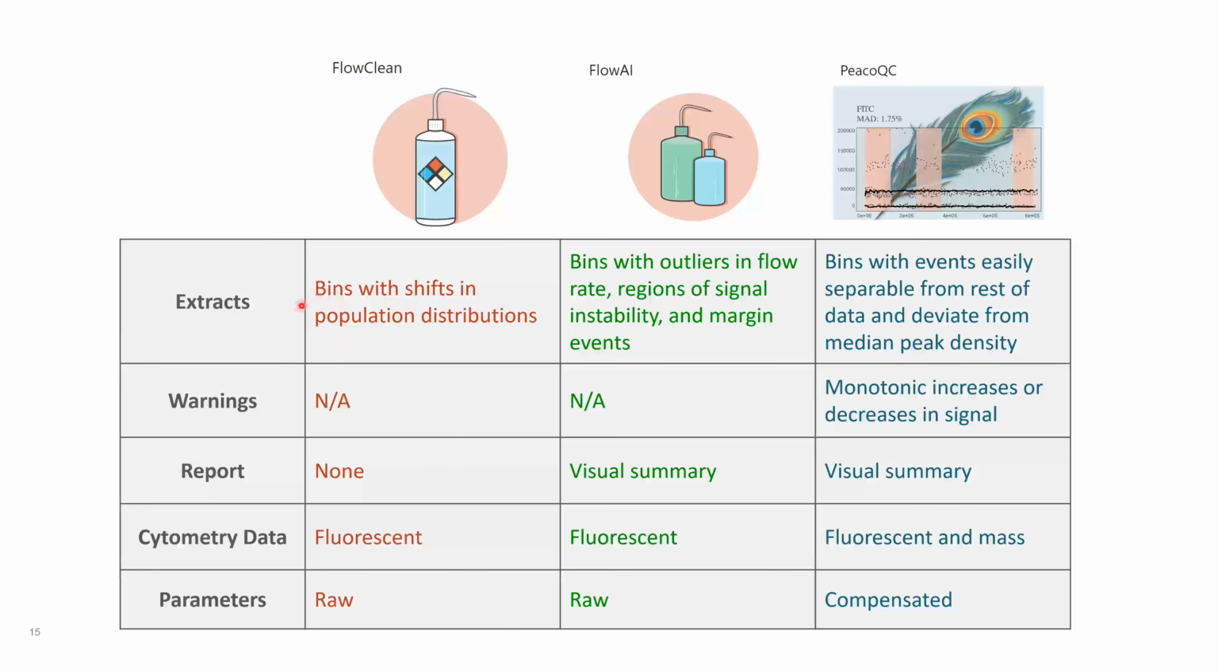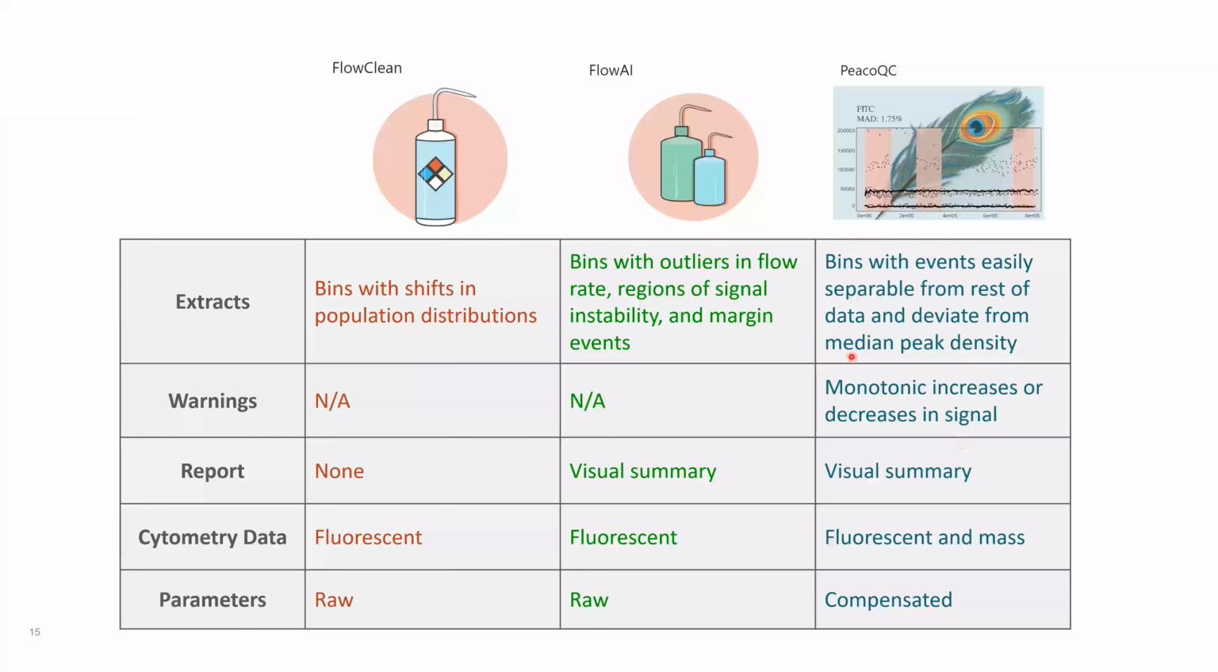FlowClean is just going to exclude bins with shifts in population distributions. FlowAI does a couple more checks. So it's looking at flow rate, regions of signal instability, as well as margin events. Whereas Peacock is looking for events easily separable from the rest of the data. This is off the isolation tree and deviate from the median peak intensity using the MAD statistic.